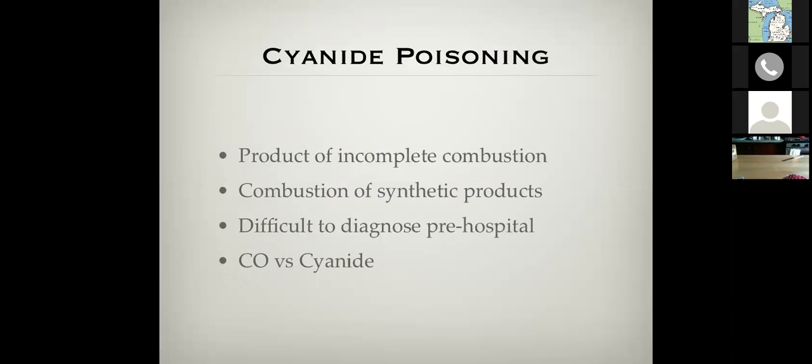Next, we'll talk about cyanide poisoning. This is really starting to become a hot topic. We're seeing this a lot primarily because of the way that things are being made these days. Cyanide poisoning is a product of incomplete combustion. It can also lead into combustion of synthetic products. We're seeing this a lot in house fires and the way that things are being made these days, which we'll discuss later on.